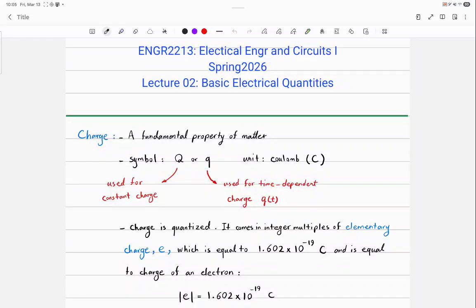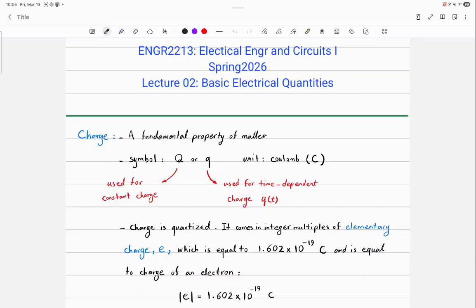Okay, we talked about nodes and meshes and everything. Now we are going to talk about some fundamental quantities in electrical engineering. The first one is probably the most fundamental quantity in electrical engineering, which is electric charge.